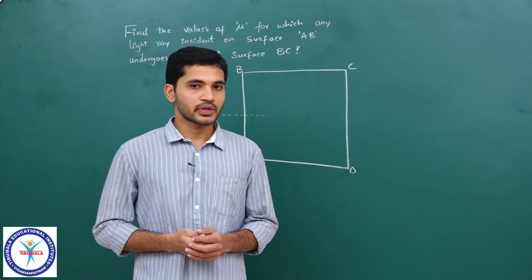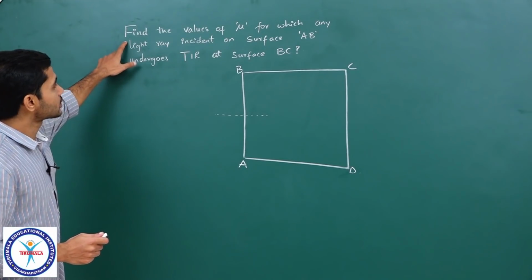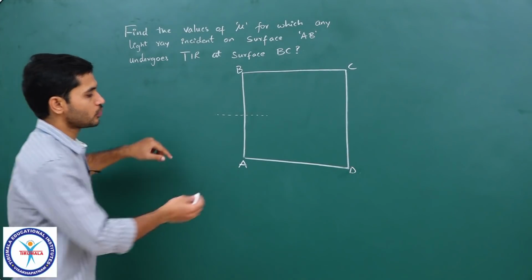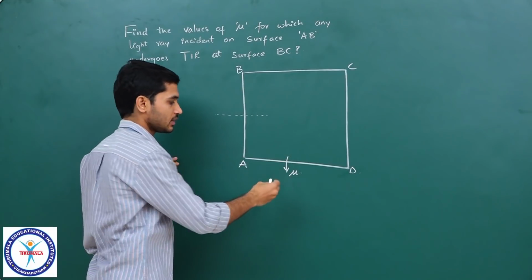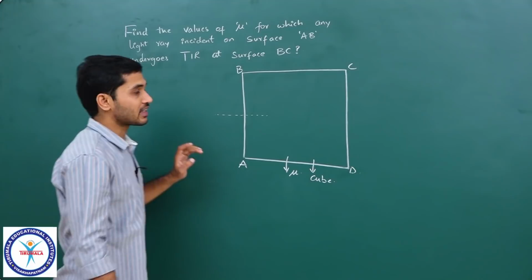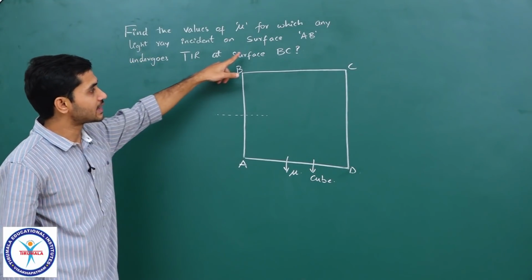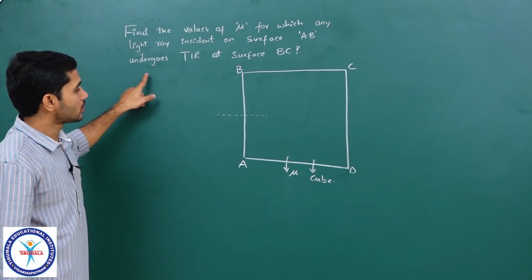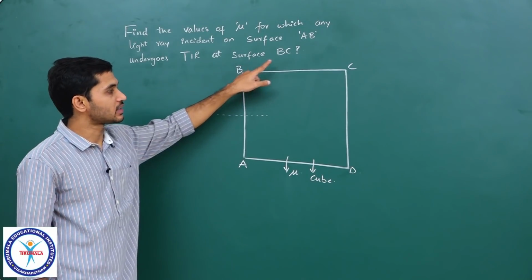Students, we will see one more question now. So, if you see here, they are asking us to find the values of mu, being the refractive index of this medium. So, this is a cube basically. So, find the refractive index of that medium for which any light ray incident on the surface AB, which is this, undergoes total internal reflection at surface BC.